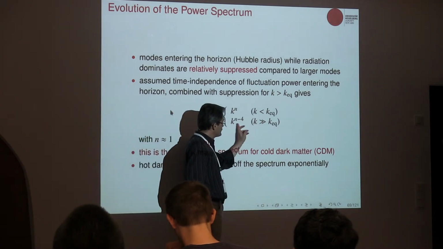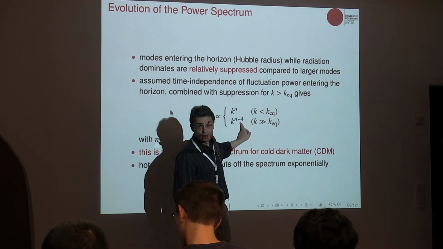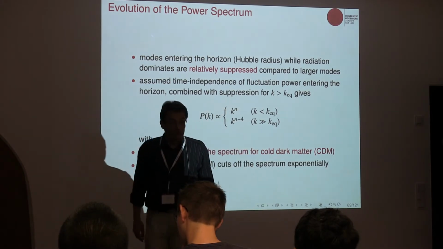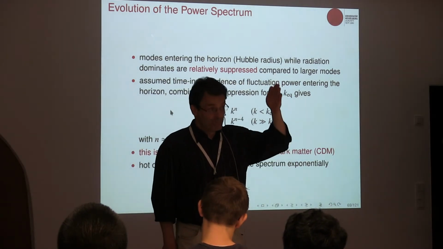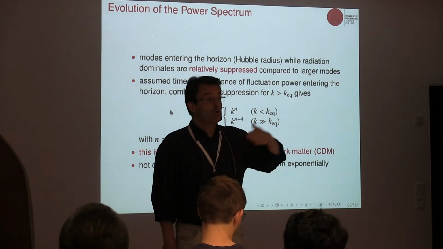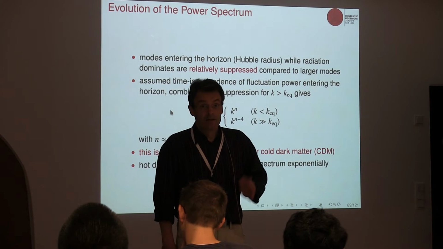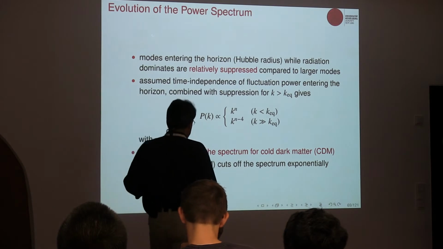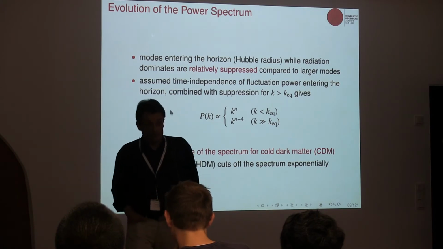Now, of course, this damping, this suppression by a factor of k to the minus 4, will occur only for density fluctuation modes which enter the horizon before matter radiation equality. So all the modes which are larger, in other words, all wave numbers which are smaller than the wave number corresponding to the horizon size at matter radiation equality, will grow without any suppression, and all those which are larger will be suppressed.